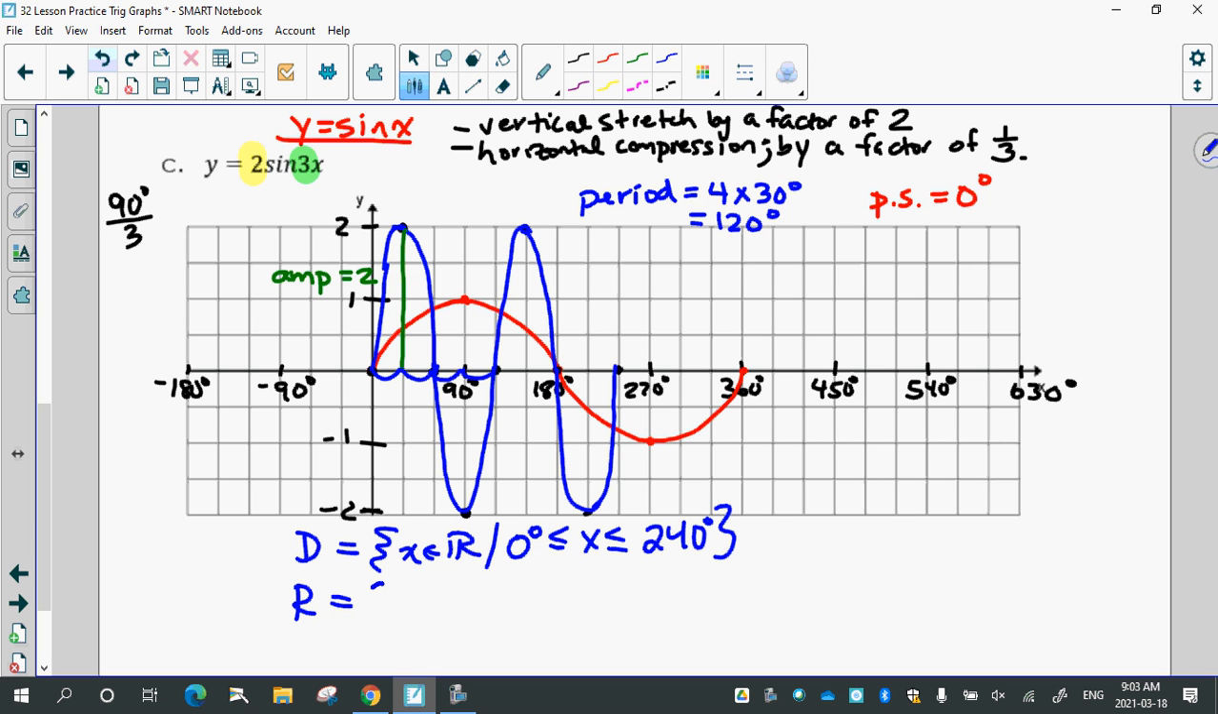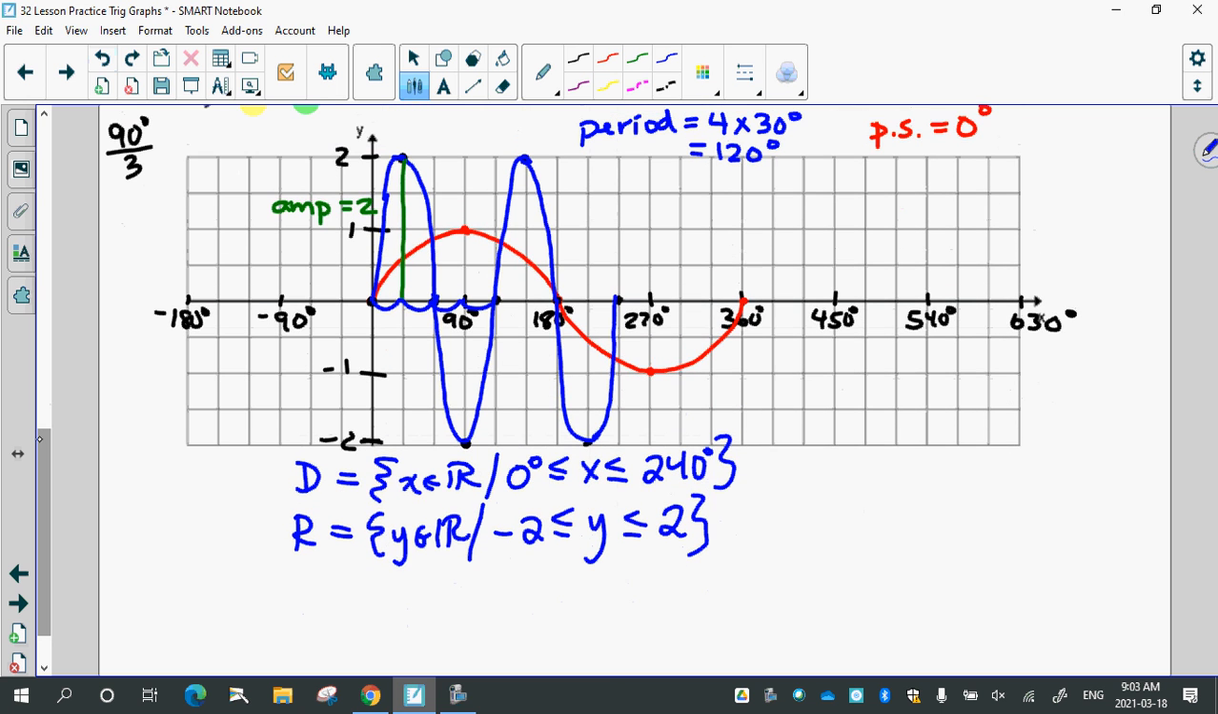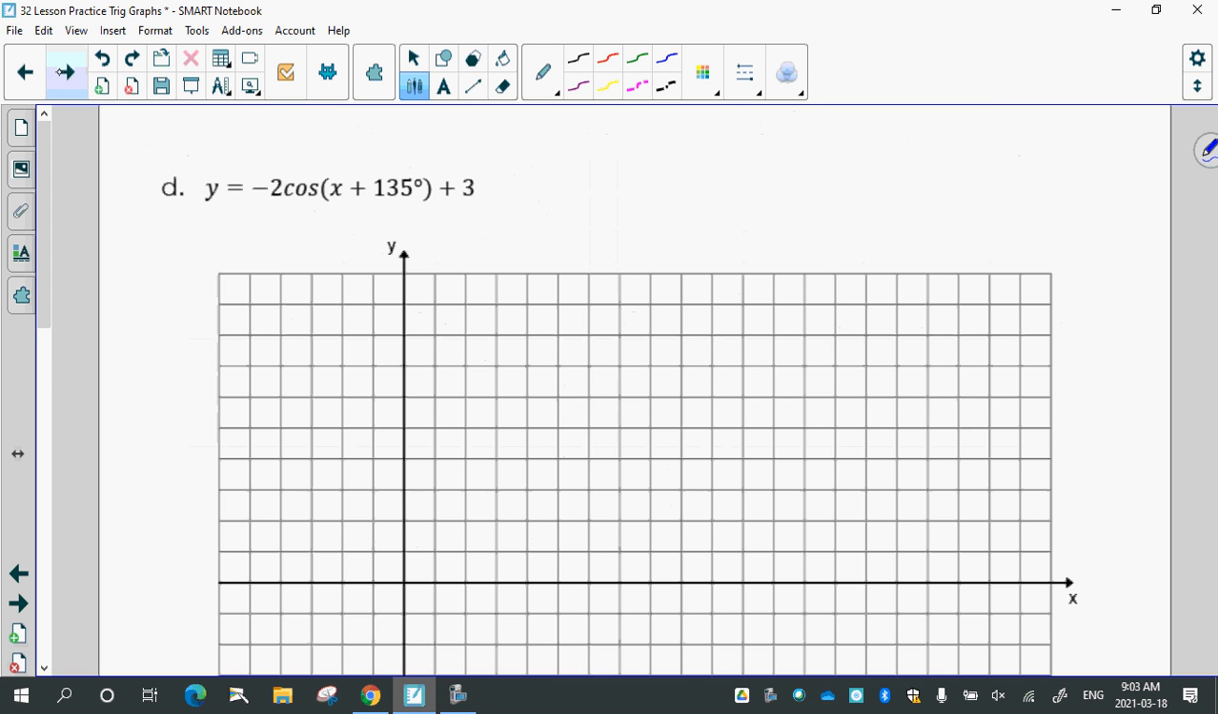And the range is y is an element of the reals, as long as, so we're going to go lowest to highest, so -2 is less than or equal to y is less than or equal to +2. Any questions about this one? Okay. All right, do the scale for the next one.